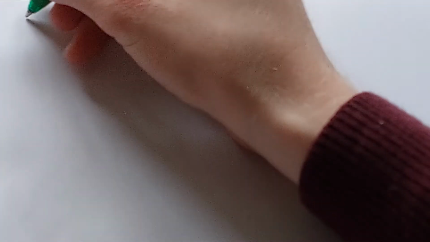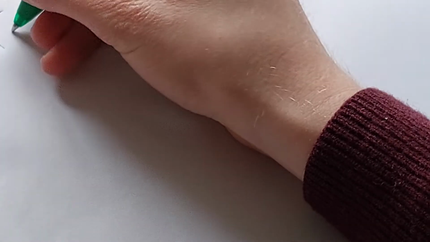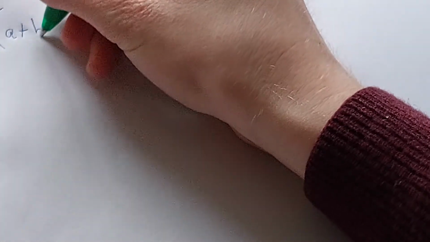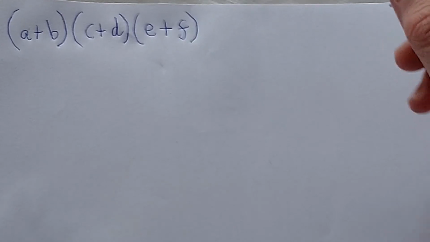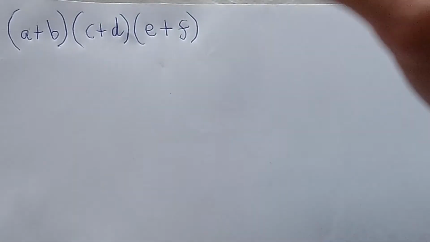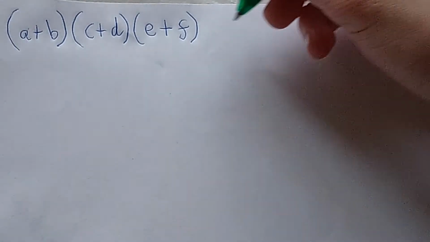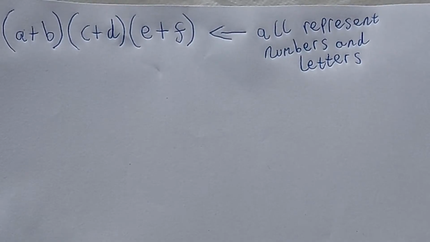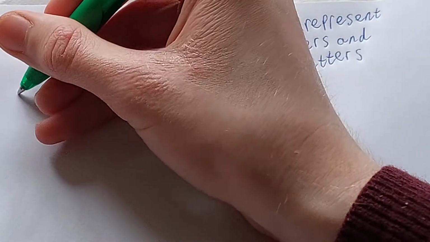So let's start with a triple bracket in the form of (a + b)(c + d)(e + f), all in three brackets, but I'll show you what this means right now. So this is the form that I'm talking about. And these represent numbers or letters, as I'll show you in a second. The numbers and letters are called characters, as we can call them that for short. So let's start with a fairly simple triple bracket.